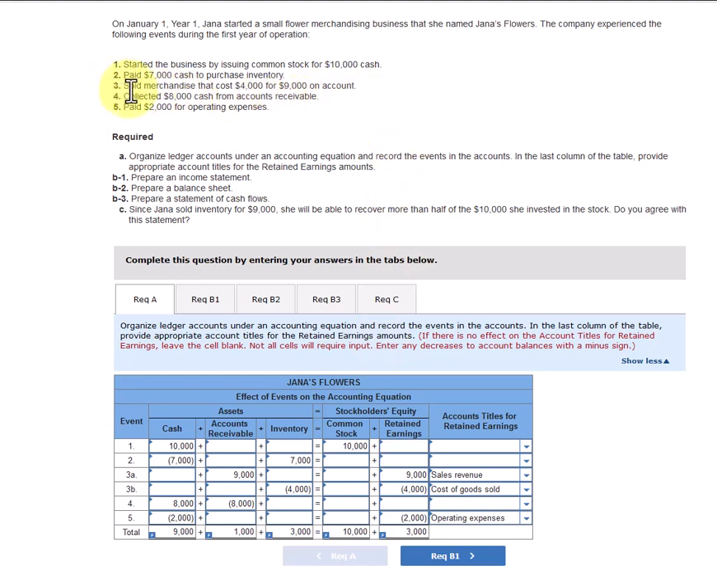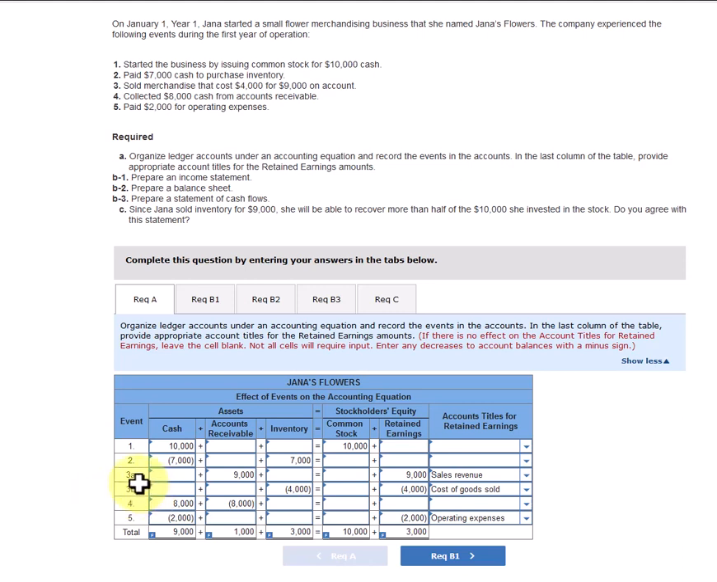Transaction 3, sold merchandise that cost $4,000 for $9,000 on account. Now here we're actually going to have 2 entries that have to be made. Anytime we have a sales transaction, we're going to have 2 pieces. The first part is the sell piece. That's where we're going to record the sales revenue based on the selling price. The second piece is where we're going to record the cost of goods sold and relieve the inventory based on the price that we paid.